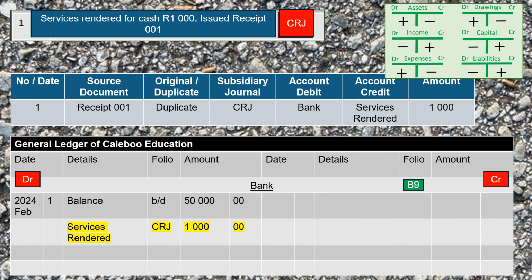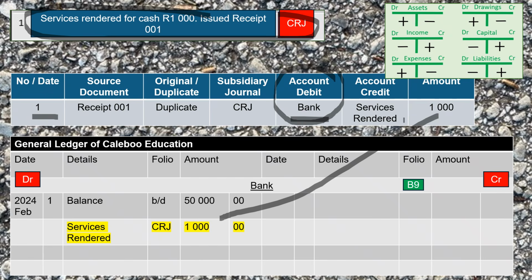The first transaction was services rendered. On the first, services were rendered and you recorded this transaction. The services rendered were for cash. There's the transaction at the top. Account debit is bank. I'm not going to go through these details, but that's an increase in assets. The account credit is services rendered. Now you're only required to do the bank account. So bank was debited with 1,000 Rand.